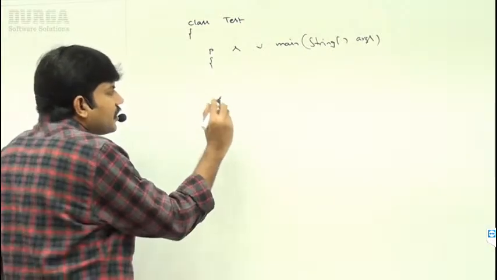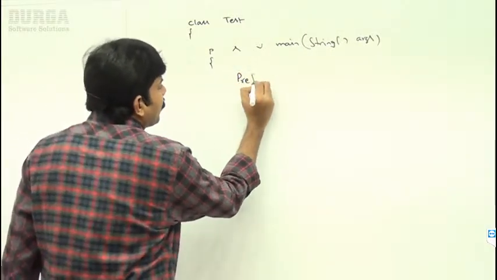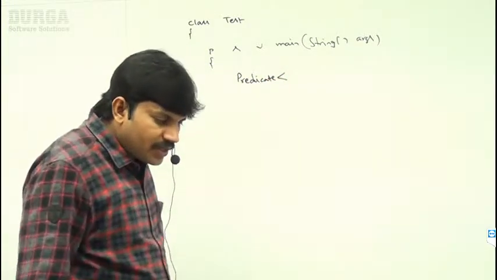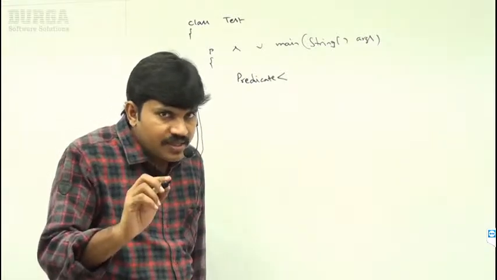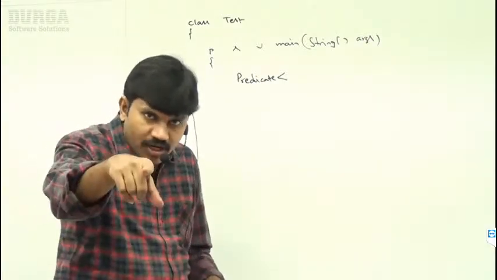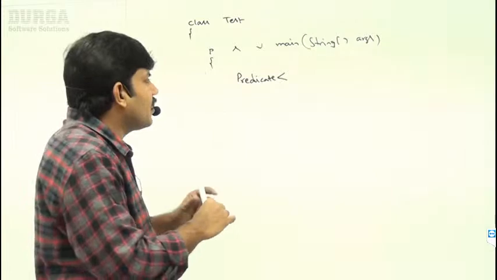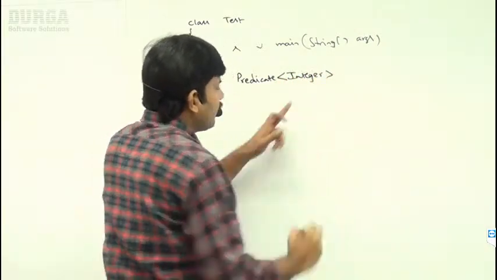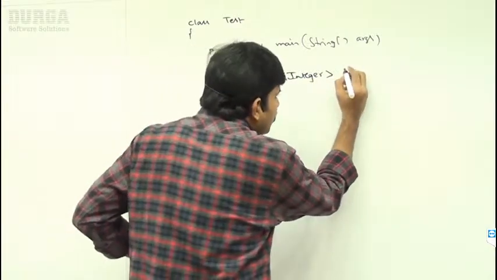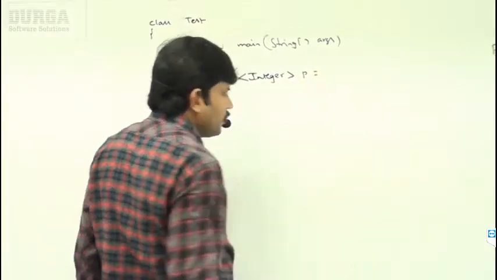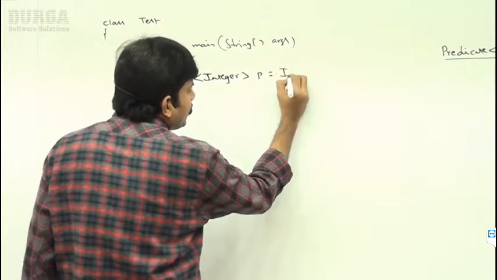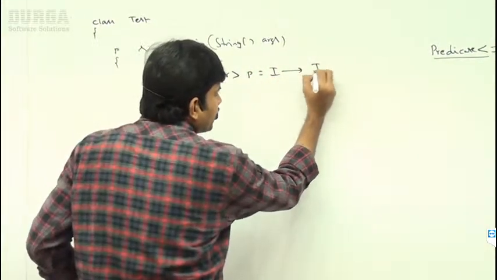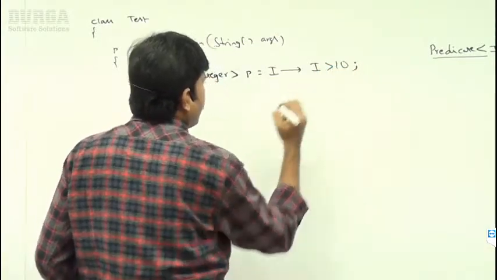Okay. Now my target is, let me write a predicate. Sir, this predicate contains which method? Test method. That test method can take how many arguments? One argument. What is the type of that argument? Integer. Predicate of Integer p is equal to, I int value. If you provide an integer value, what condition is it going to check, sir? I greater than 10 or not.